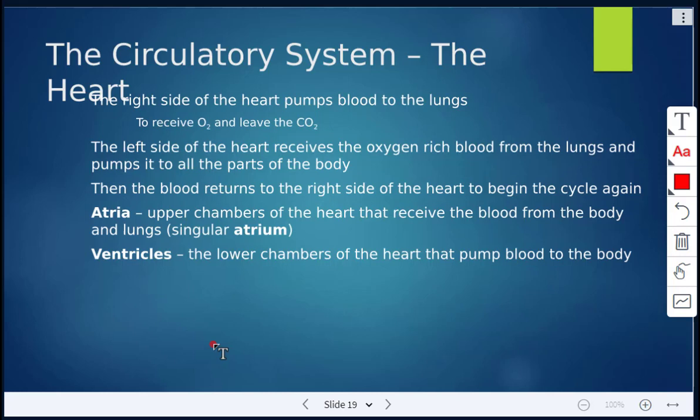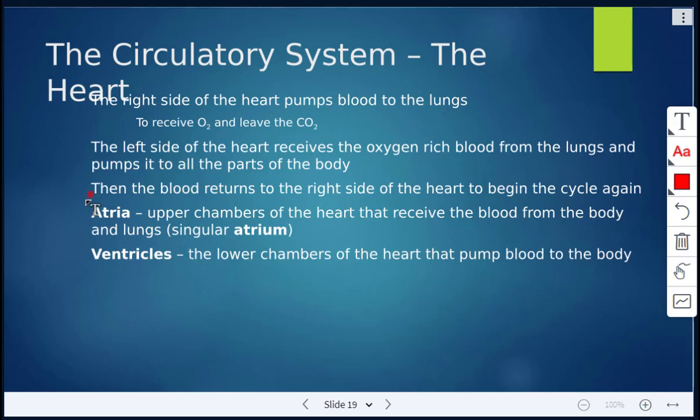The right side of the heart pumps blood to the lungs, and that's important because that's where the blood will pick up the oxygen and leave behind the carbon dioxide. The left side of the heart will receive the oxygen-rich blood from the lungs and then pump it to the rest of the body. The blood will then return to the right side of the heart to begin that cycle again. So there are 4 chambers in total.